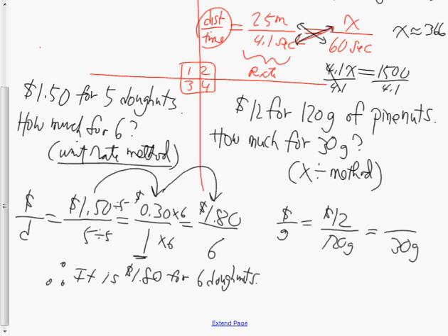Now, in this case here, the reason why I chose the first method is 120 divided by 4 is 30. And to keep it proportional, if I divide the first term by 4, I will maintain what we call proportionality, or when we're dealing with fractions, we call it equality. And I would find that it's $3 for 30 grams of pine nuts. Okay? Therefore, it's $3 for 30 grams of pine nuts.